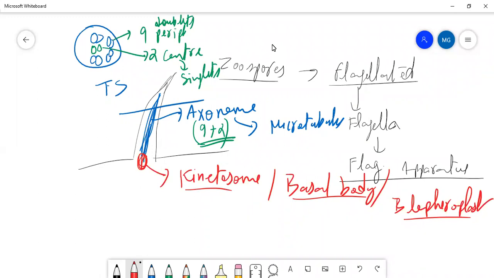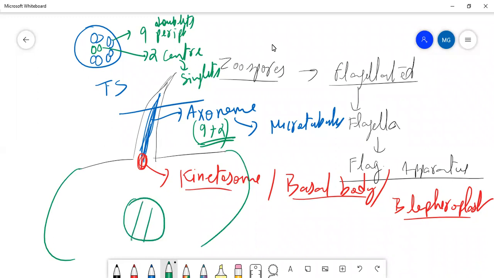Is this clear? अब देखो, ये हमारा न्यूक्लियस है, यहाँ पे ये हमारी सेल है पूरी. This is the cell that we have, and there's a nucleus over here. This is the nucleus. अभी जो kinetosome है, this kinetosome is also attached to the nucleus. Kinetosome is attached to the nucleus by a rootlet. ये देखो, kinetosome is attached to the nucleus by means of a rootlet.